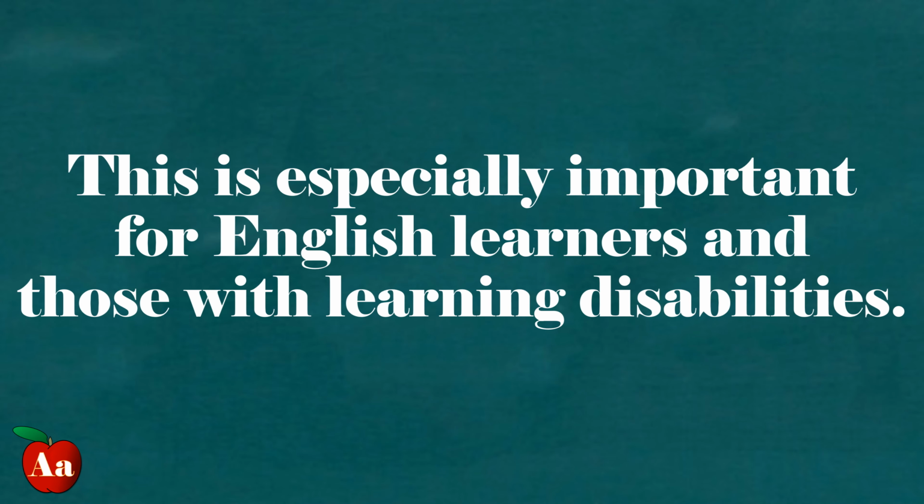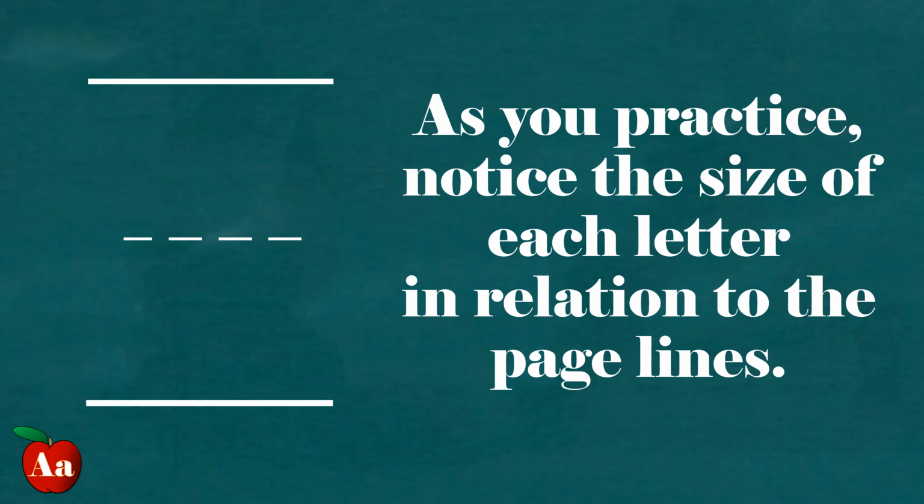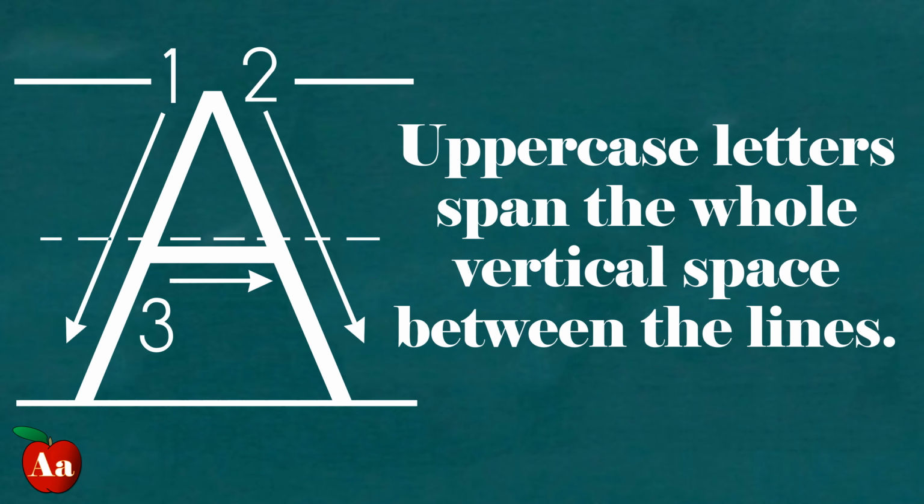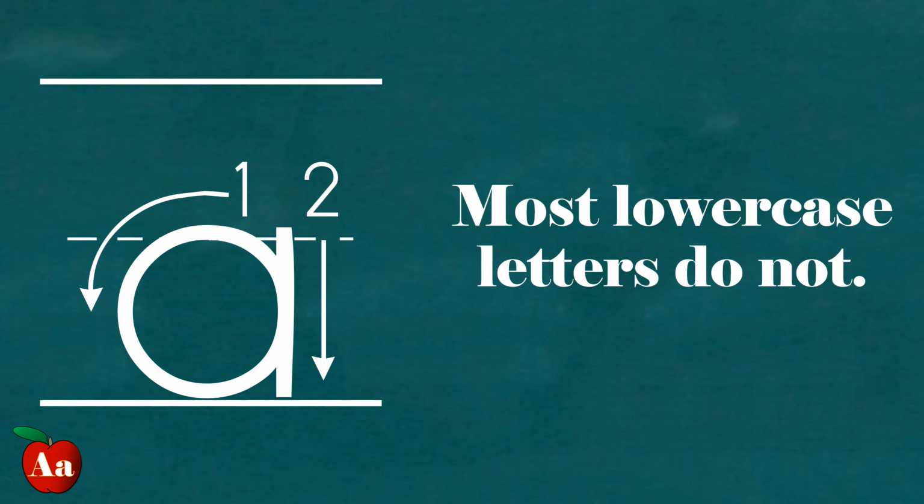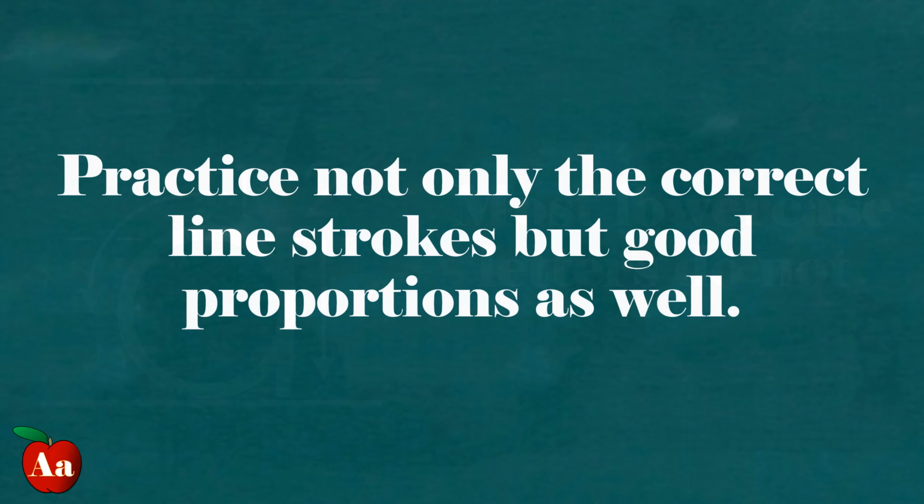Either way, you should say the name of the letter as you draw each line segment that's required. This is especially important for English learners and those with learning disabilities. As you practice, notice the size of each letter in relation to the page lines. Uppercase letters span the whole vertical space between the lines. Most lowercase letters do not. Practice not only the correct line strokes, but good proportions as well.